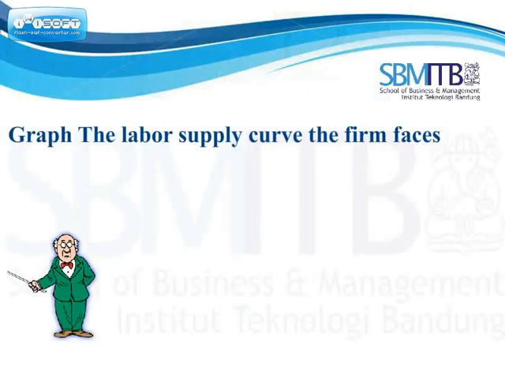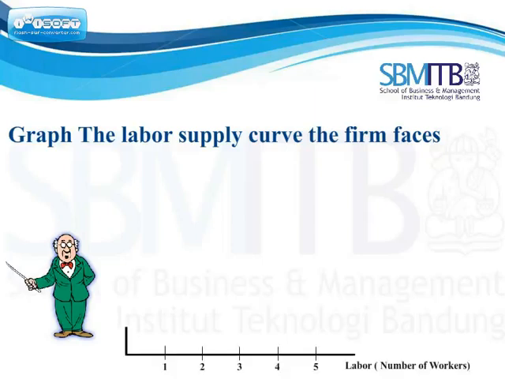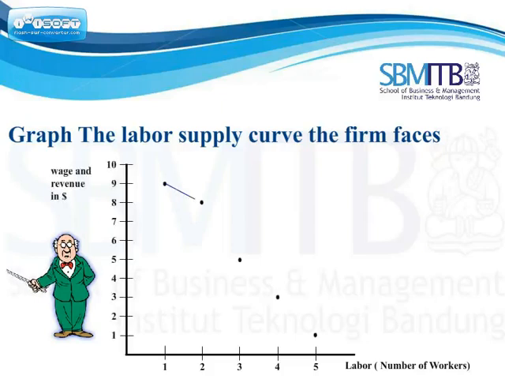This graph shows the labor supply in the profit maximizing firm. The first line reflects the number of workers. The second line reflects wage and revenue. The third line reflects the ratio comparison between X and Y.